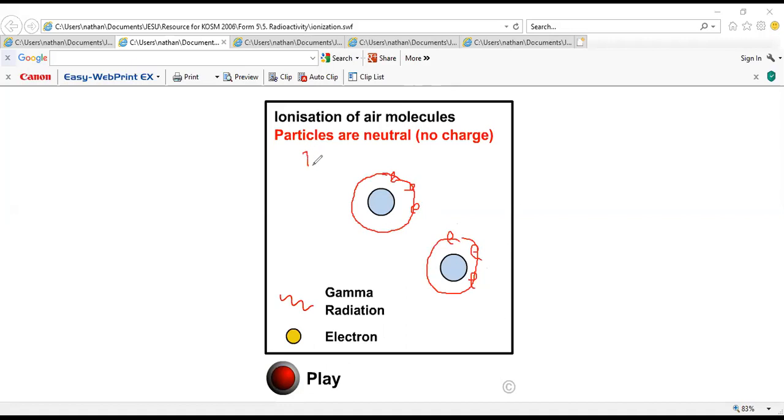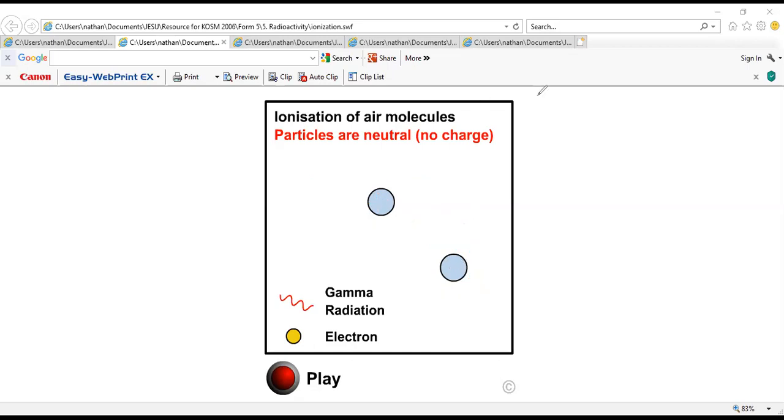So what happens when alpha or beta travel? They hit the first molecule. Because of the impact, the electron from this molecule can come out and jump to the next neighbouring atom. This one loses an electron, so it becomes positively charged. This one gains an electron, so it becomes negatively charged. So this is what we mean by ionization. When alpha, beta, gamma travel in the air, they collide with the air molecules, and because of that, ionization will happen.